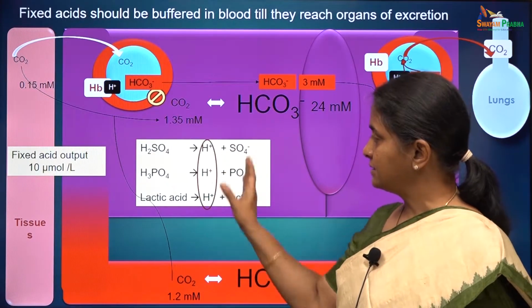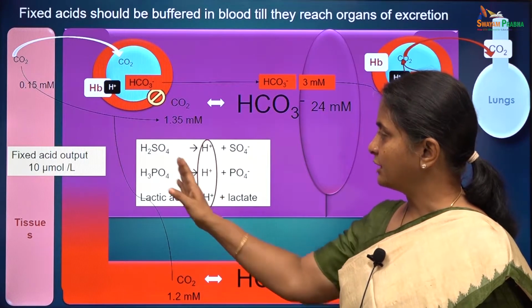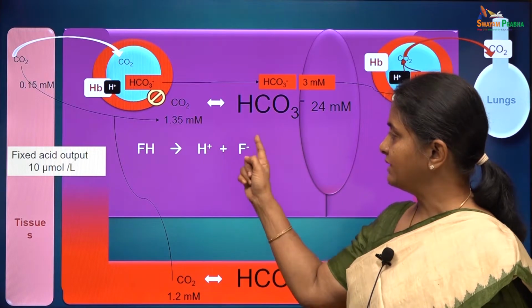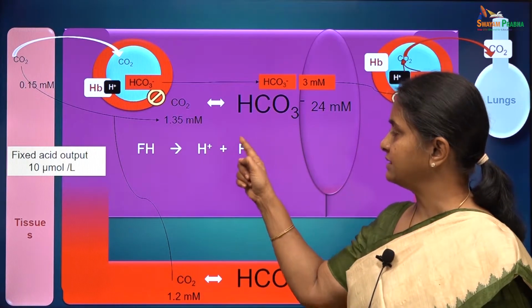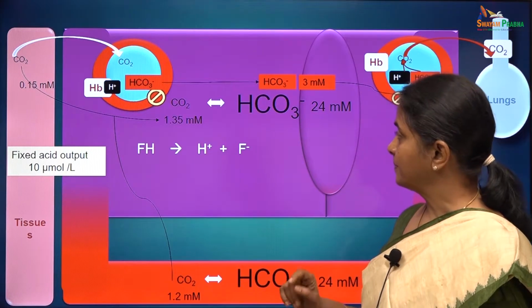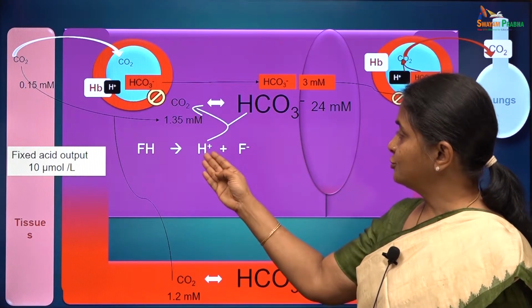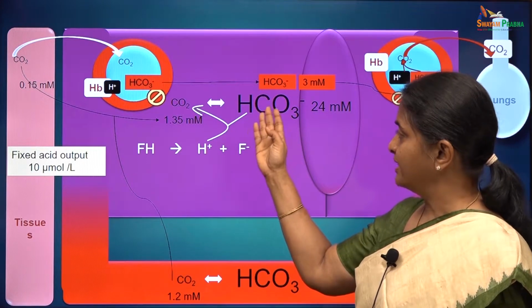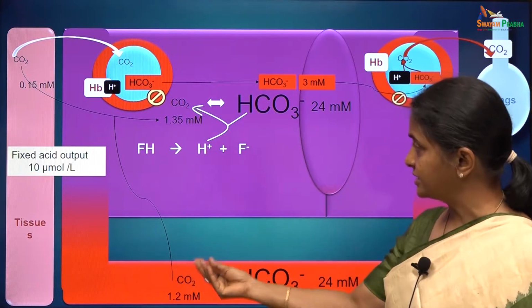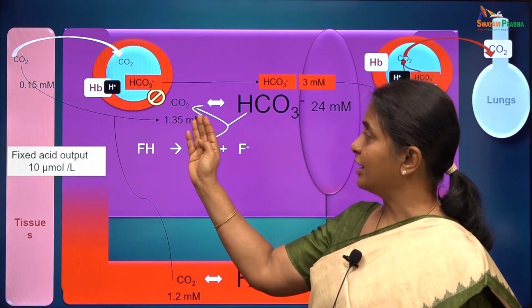Now, let us treat them all together and call them fixed acids yielding protons and the fixed acid anions. These are the sulfates, phosphates and the lactates. The protons are buffered by bicarbonate. They bind together and the reverse reaction occurs so as to give carbon dioxide and water.